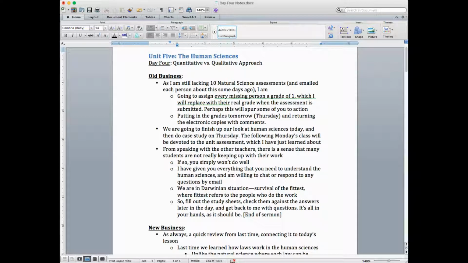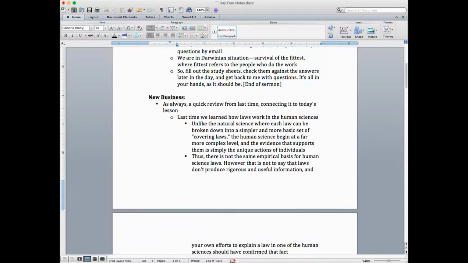I've given you everything you need to understand the human sciences, and I'm willing to chat or respond. But you have to understand, we're in a Darwinian situation. This is survival of the fittest. The people who do the work will learn about the human sciences, and they'll be well positioned for the rest of the course. The people who don't are not going to do well. So fill out the study sheets, check them against the answers later in the day, and get back to me with questions. It's all in your hands, as it should be. End of sermon. All right, let's get on to what we're doing today.